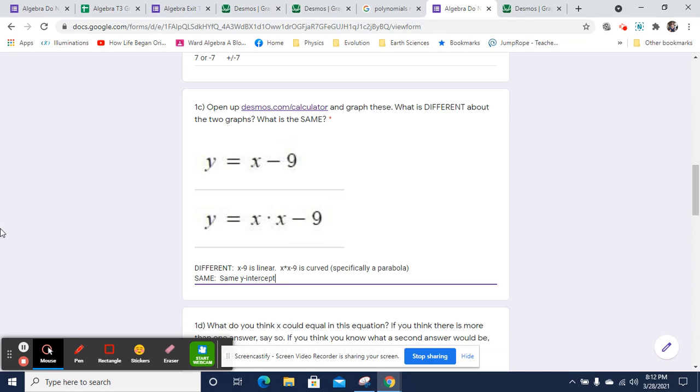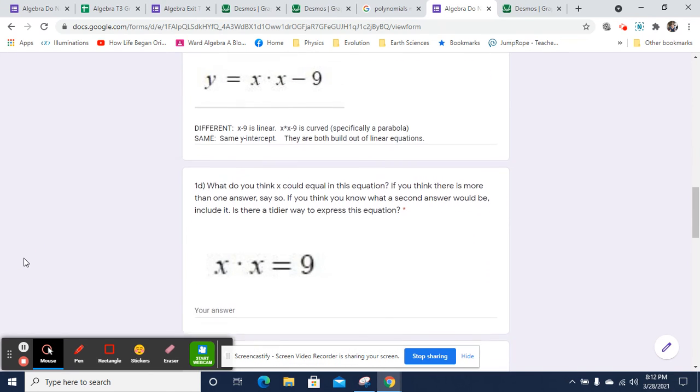Another thing that you might not have noticed being the same is they are both built out of linear equations. y equals x minus 9 is just one linear equation. y equals x times x minus 9 is two linear equations multiplied times each other. So when we get into polynomials, a key idea is that polynomials are products of linear equations. Okay, let's take a look at this.